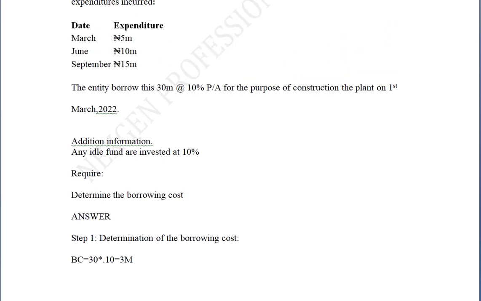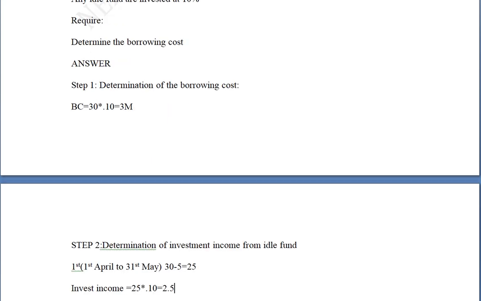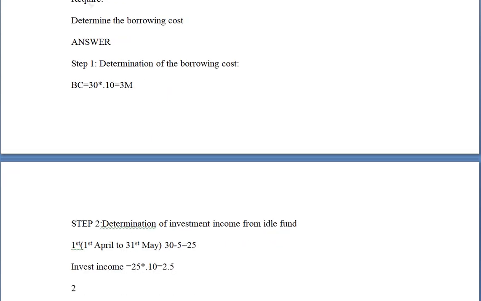Then we were also told that between 1st of July to 31st of August, the fund was also idle. We can see there the fund was idle, so we have to also determine that. Since the fund was idle at that point in time, our second is the one from 1st of July to 31st of August.